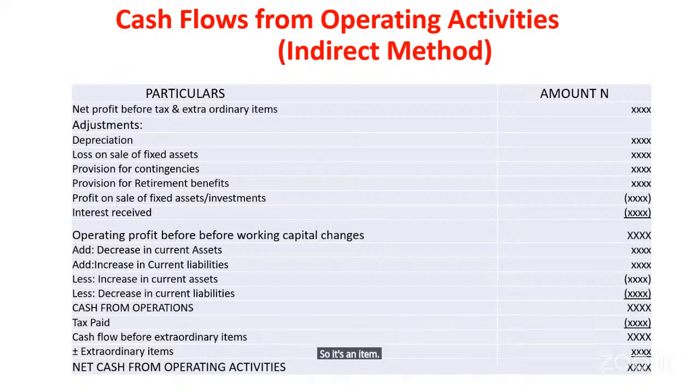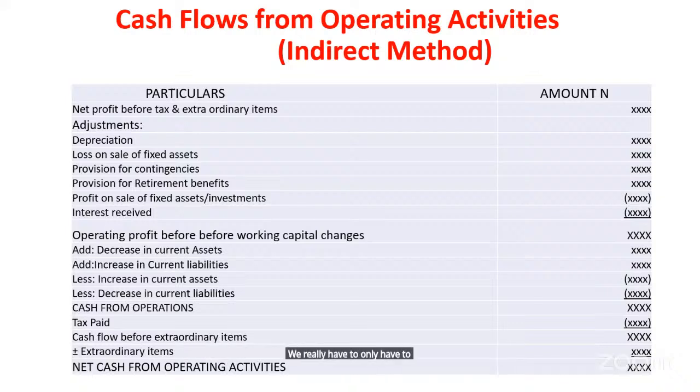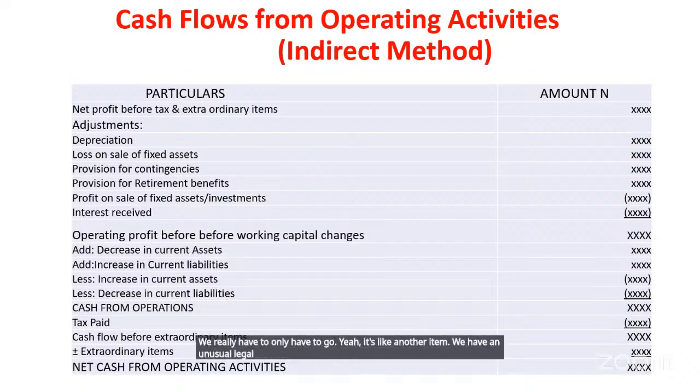Then we have government expropriation. That is seizure of the company's asset. If the government seizes your asset, these are things that don't happen frequently. They rarely happen. But when they happen, they are extraordinary items. We also have an unusual legal settlement, if it is significantly different from normal litigation, where the business has a court case that is abnormal. It's an example of an extraordinary item.